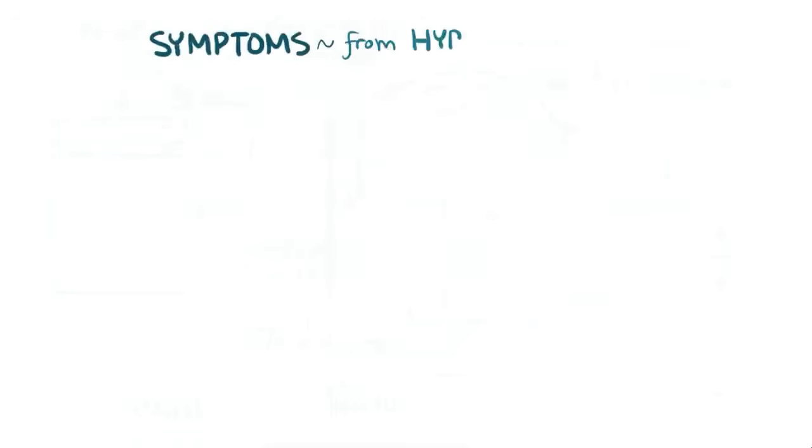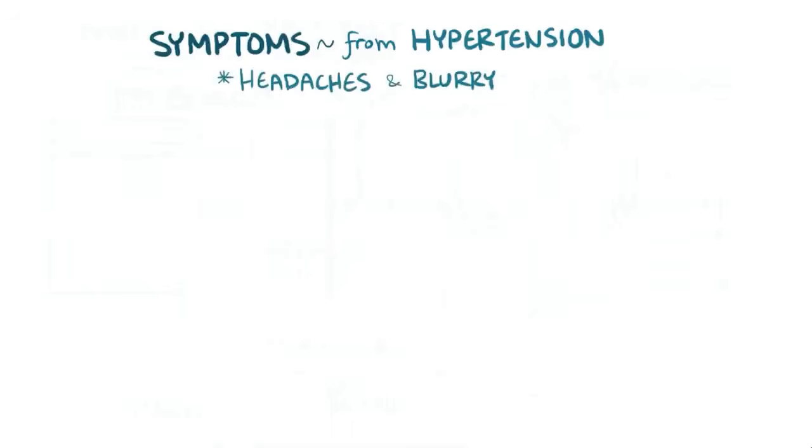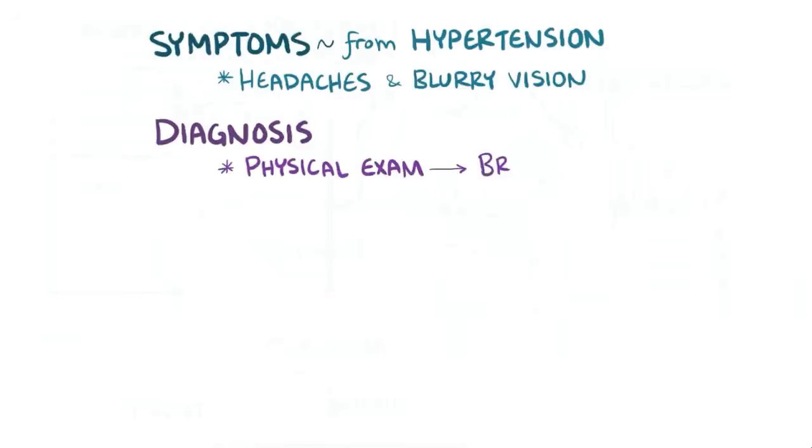Symptoms are often a result of the hypertension, which if it gets severe can cause things like headaches and blurry vision. The diagnosis is therefore based on seeing if there's an underlying cause for hypertension. Physical exam might reveal a bruit, which is a whooshing sound heard with a stethoscope over the renal arteries in the abdomen, caused by the turbulence of blood flowing through the stenotic part of the renal artery.